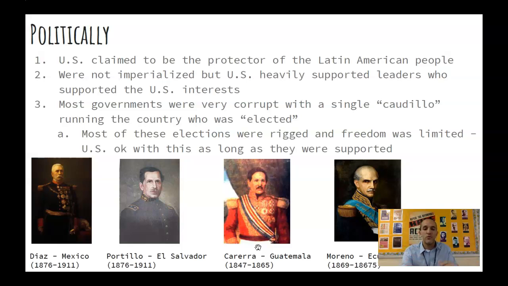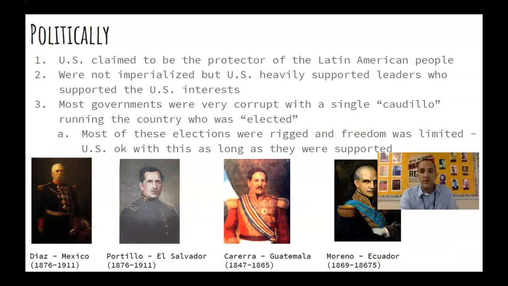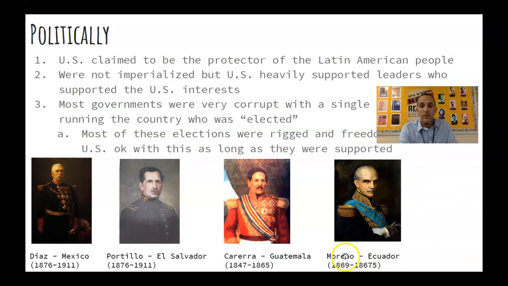I just wanted to show you a couple of these people. This is the leader of Mexico, El Salvador, Guatemala, and I'll move myself up here. Here's the leader of Ecuador. These are all people who are pretty much ruling in the mid to late 1800s.